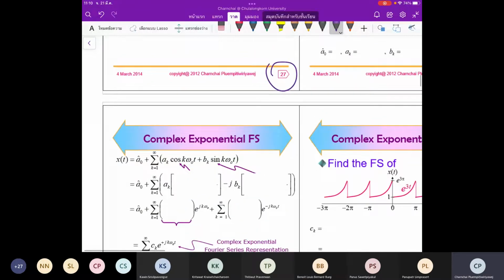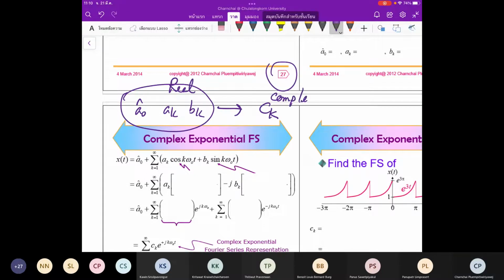Fourier series can be represented by A0 hat, AK, and BK. We can combine all these three into just CK. A0 hat, AK, and BK are real, but CK is complex. Originally the Fourier series are real numbers, but today we found out that the Fourier transform is actually complex, so we're going to change it into complex numbers.